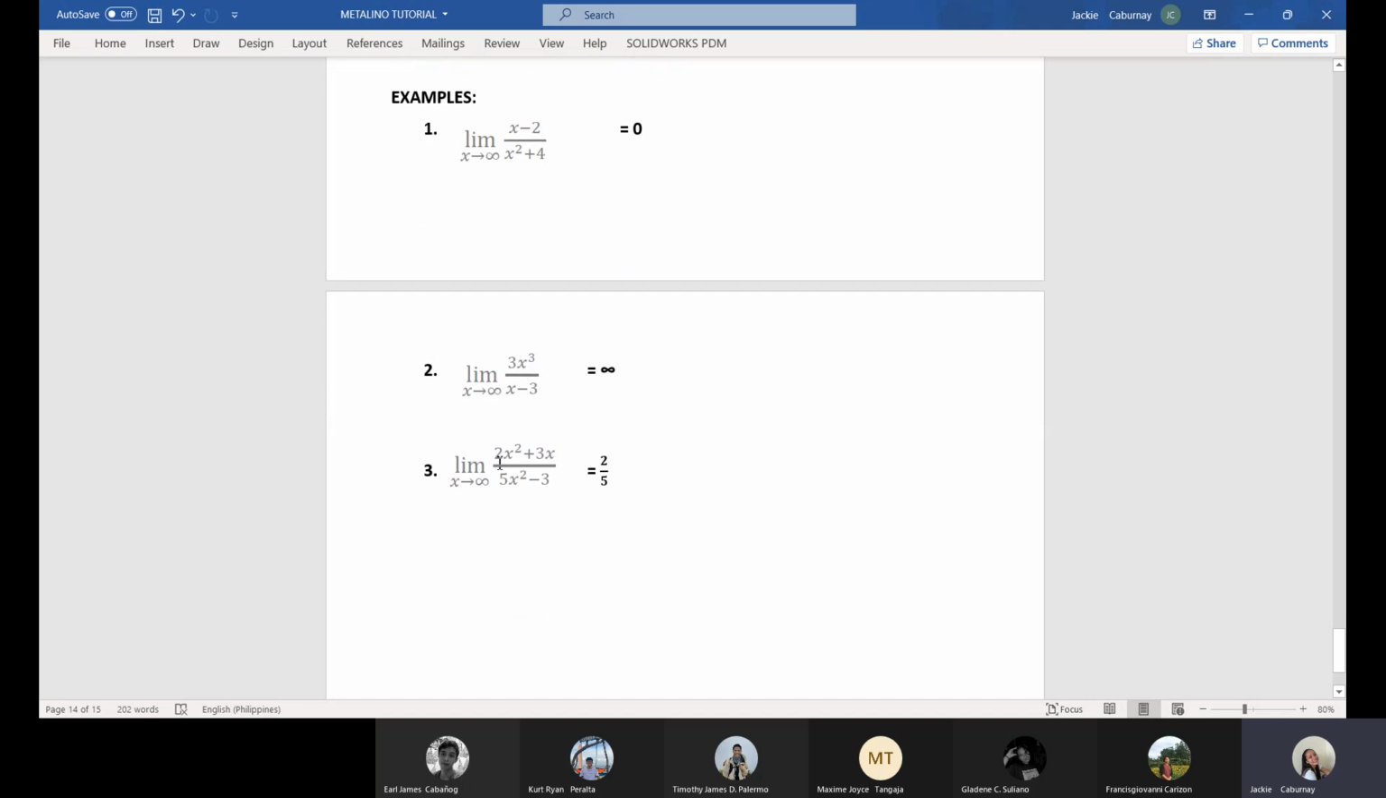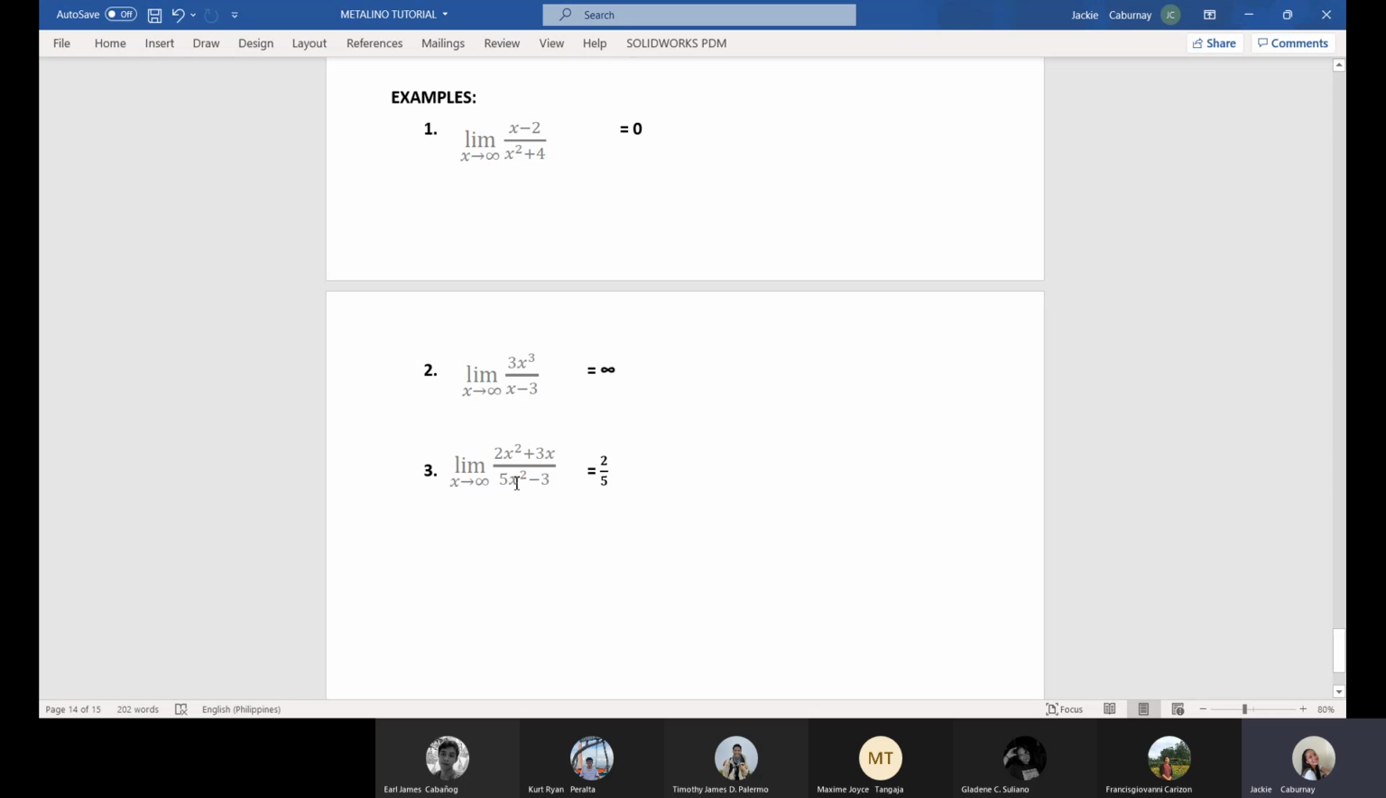So example 3, limits of 2x squared plus 3x over 5x squared minus 3 where x approaches infinity. So imong tan-awon, ang highest degree sa numerator kay 2. Ang highest degree sa denominator kay 2. So equals man ang n ug ang m. So imong buhaton a over b. So unsa may a? So unsa may value sa constant sa highest degree sa numerator, di ba? Ang highest degree diri kay 2x squared. So unsa may constant na niya? 2. So a nimo is equals to 2.